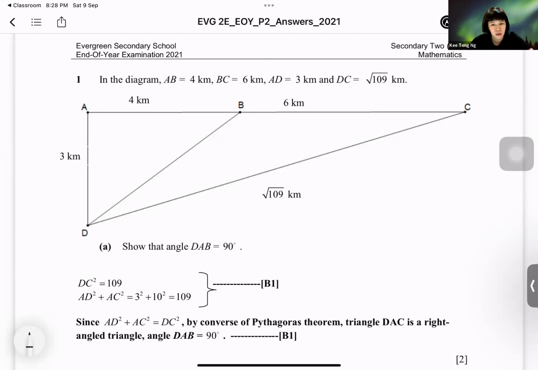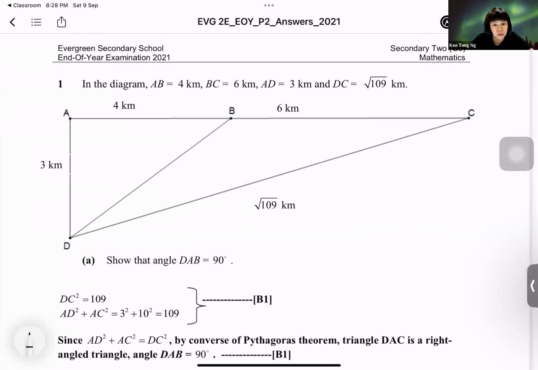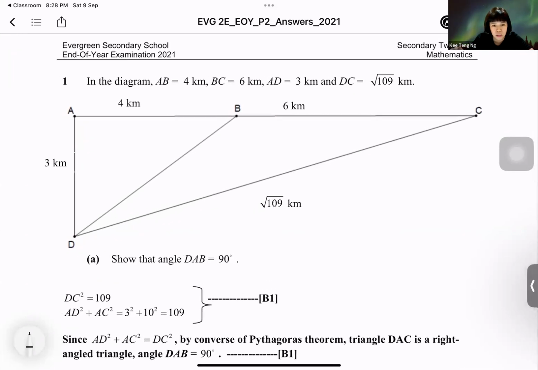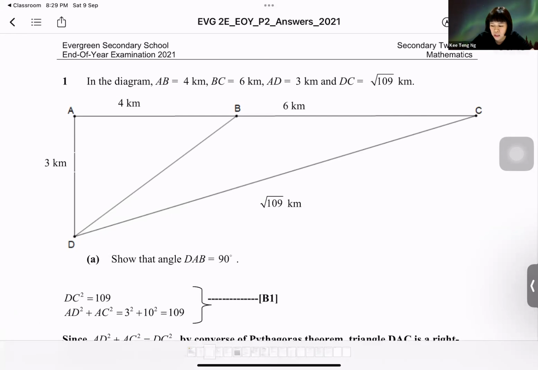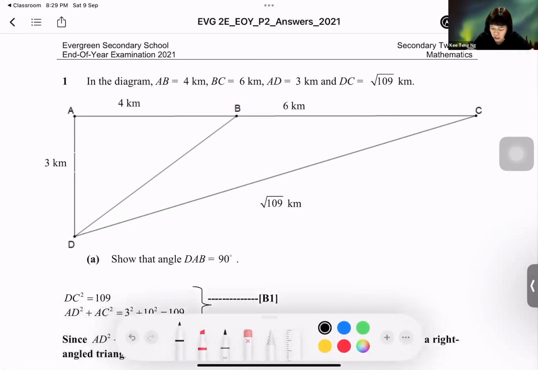Inside the diagram, we have different diagrams, and you take a look at the questions available. The question asks you to show that angle DAB is 90 degrees, but what do you notice? In triangle DAB, I only know the length for two sides. I do not know the measurement for the third side. So I'm unable to prove using the converse of Pythagoras' theorem using triangle DAB itself. But what can I do?